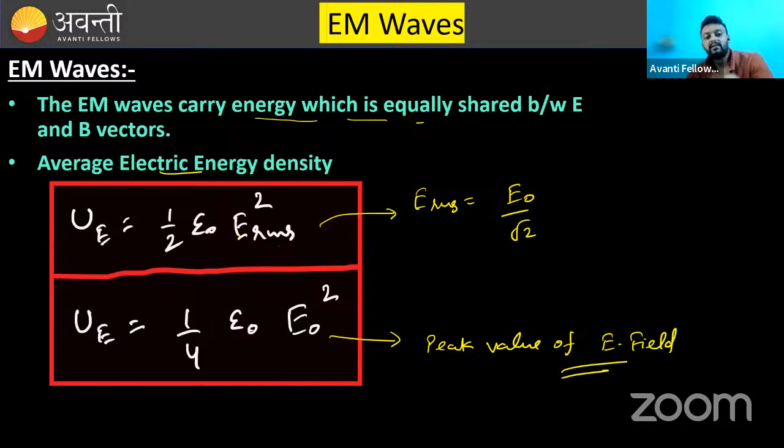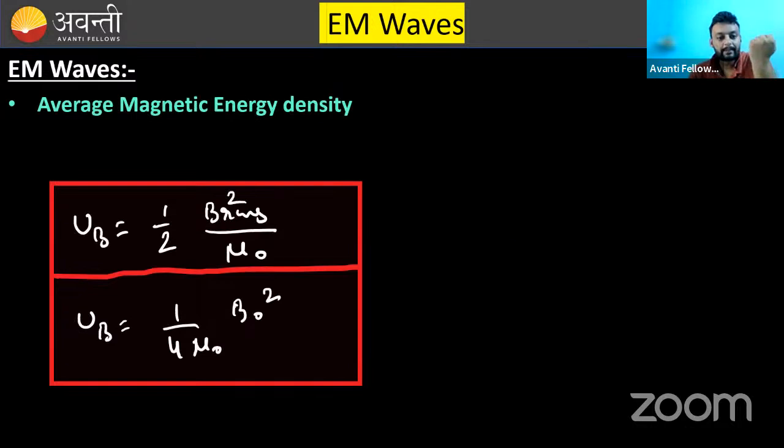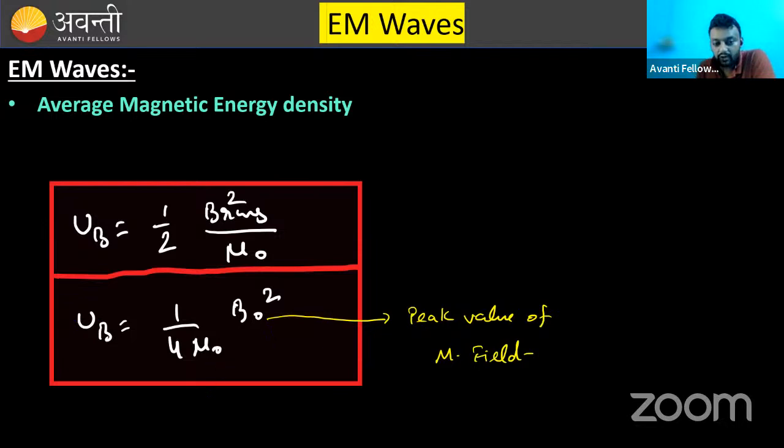Now, what is the amount of magnetic energy density? Magnetic energy density is similar, nothing but 1 by 2 B RMS square by mu naught. And if you place the value of B RMS, it will become 1 by 4 mu naught B naught square. B naught is again the peak value of magnetic field. Write down the formula in your notebook right now, because these are important relations. Mu naught is, again, you know, the permeability of vacuum. This is the RMS value of field. It will be used.